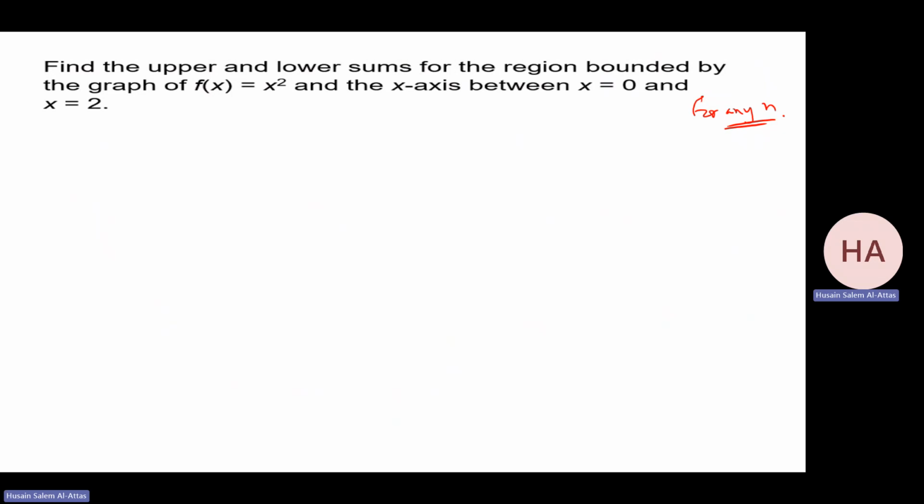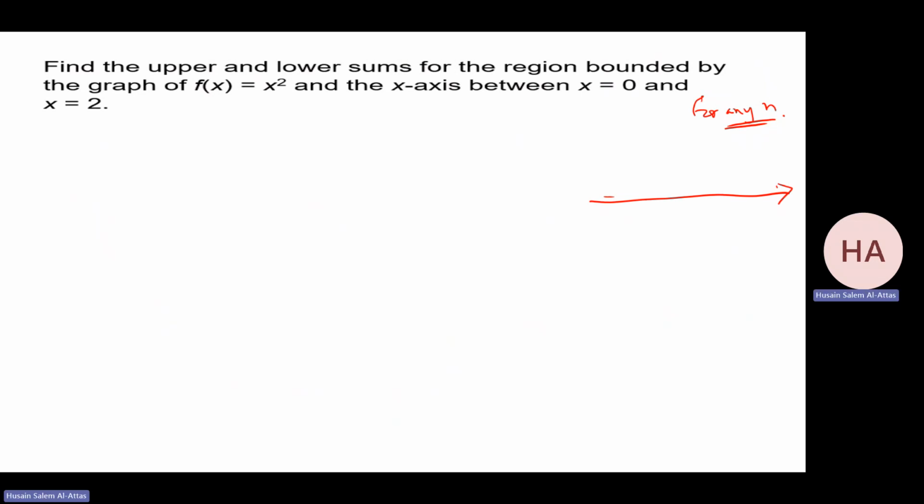Okay. So what will happen? This is the function, y equal x square. I need it only from 0 to 2, x equal 0, x equal 2.